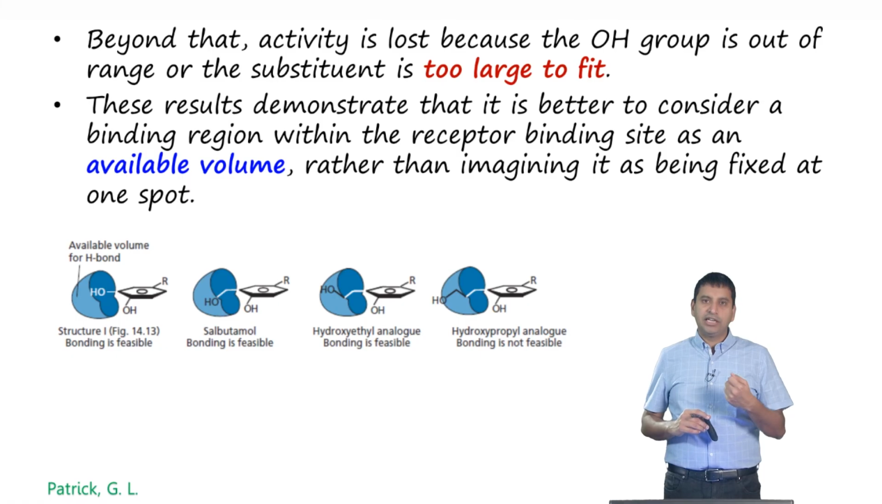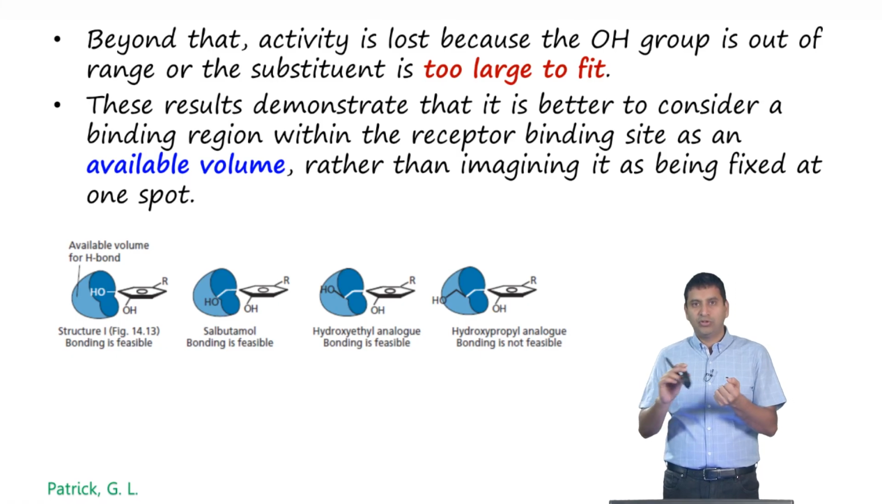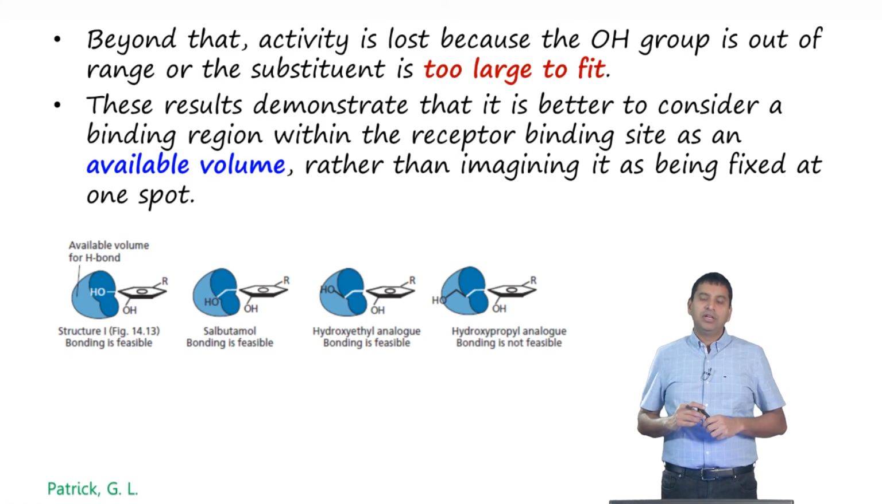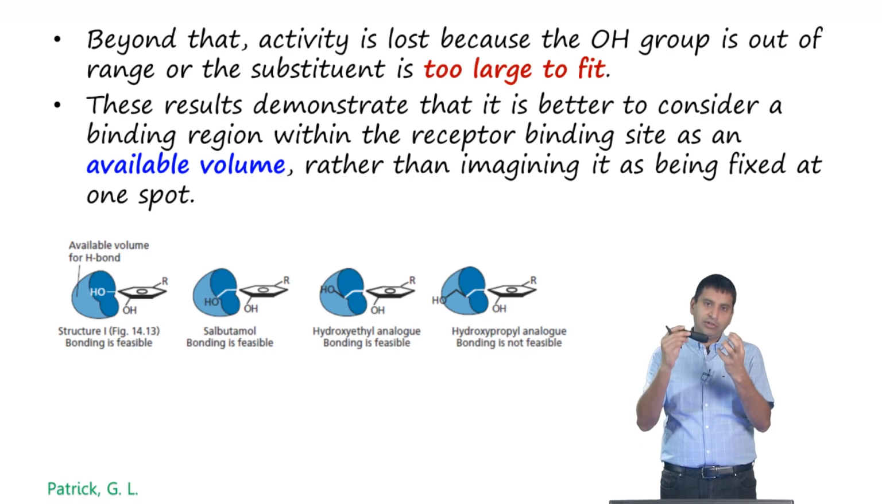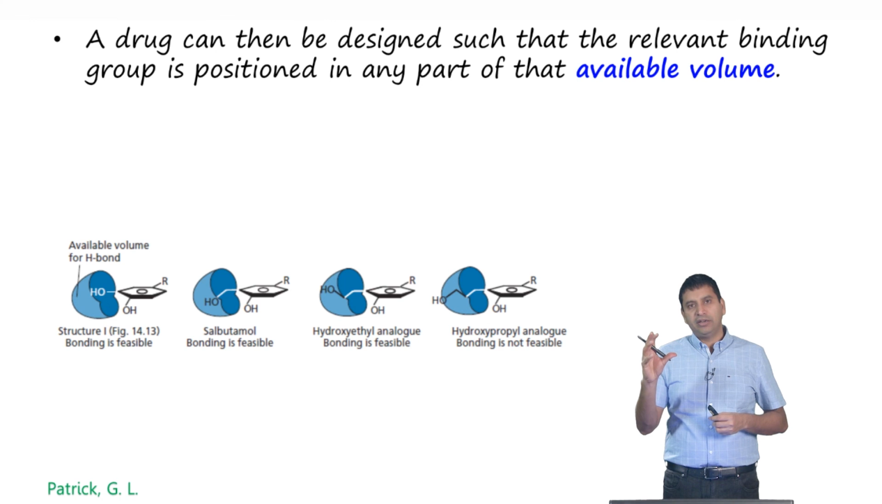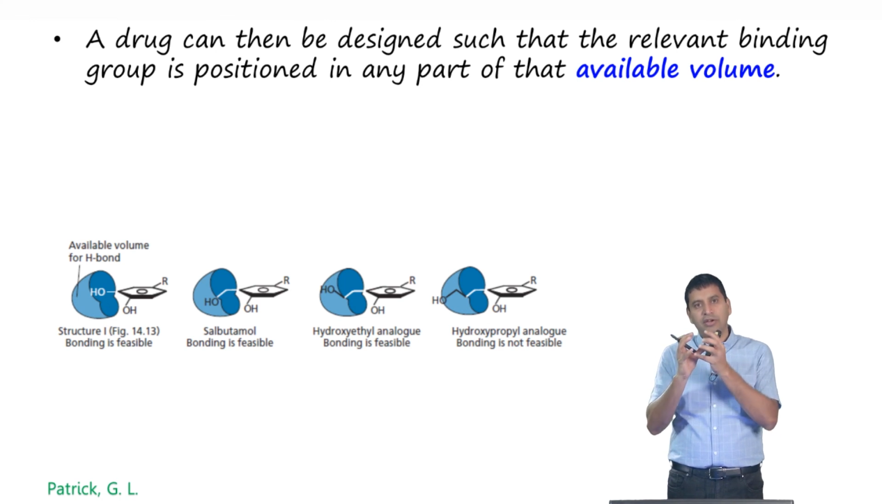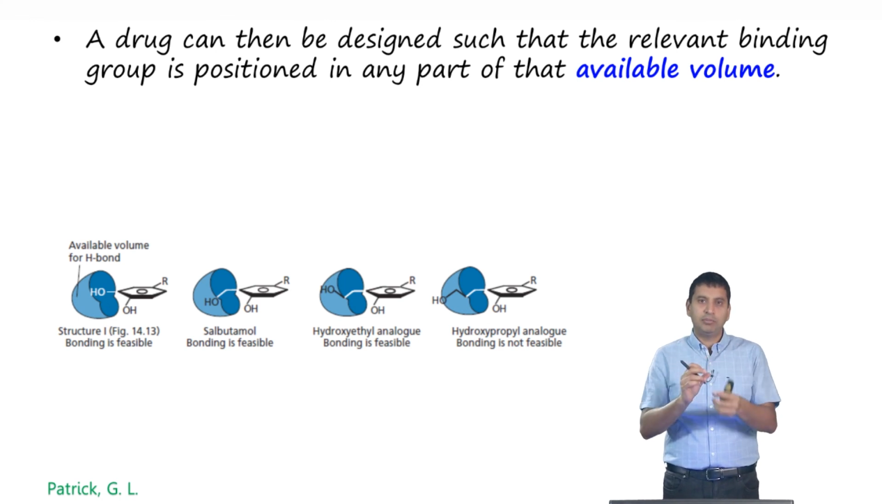So, beyond this, the activity is lost because the OH group is out of the range and it is too large to fit. These results demonstrate that it is better to consider a binding region within the receptor as an available volume rather than imagining it to be a fixed one spot. A drug can then be designed to access this relevant or available volume rather than the binding site.